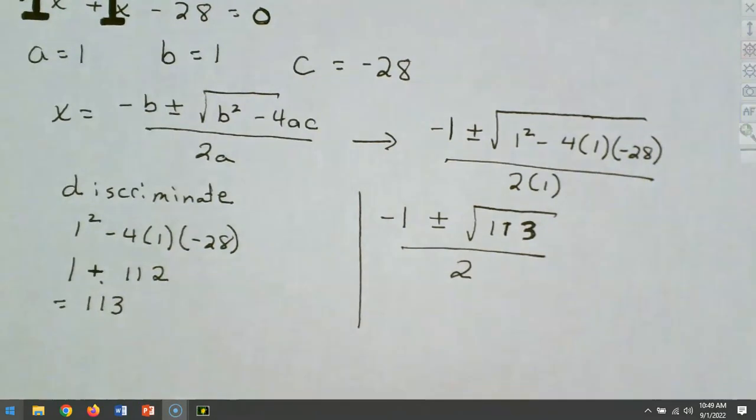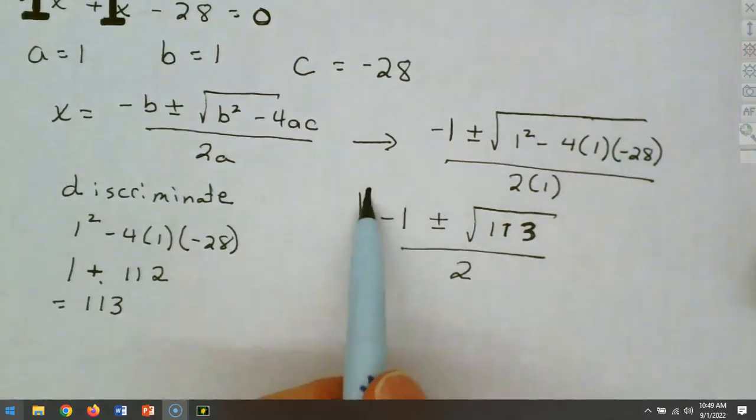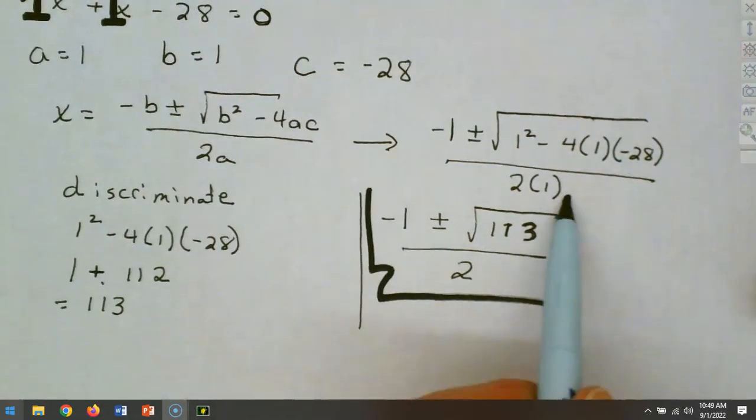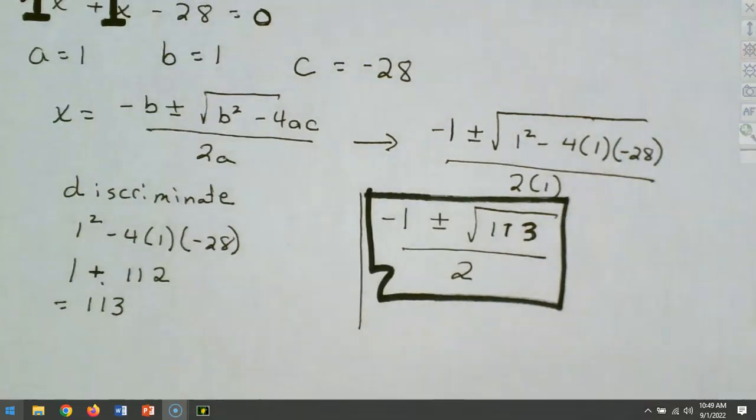113 I don't believe is going to break down at all. Because 3 won't go in there, nothing else will go into 113. Okay, 113 is not going to break down. 1 and 2 have nothing in common. So this would be your final finished answer. Because 113 will not break down.